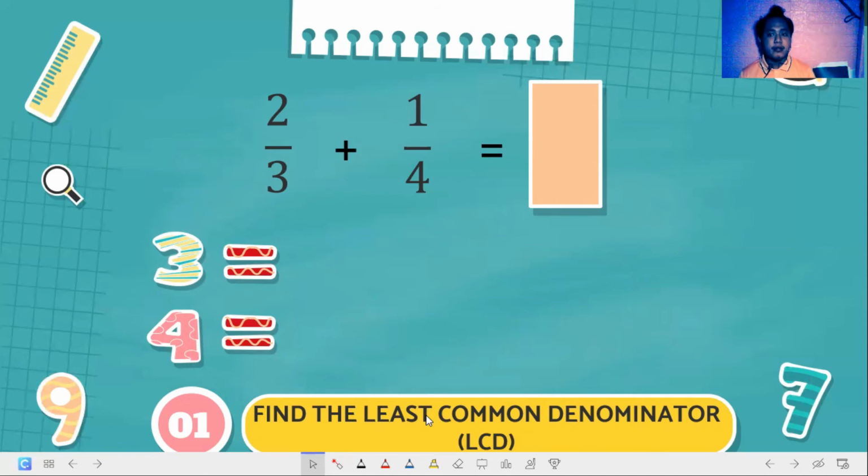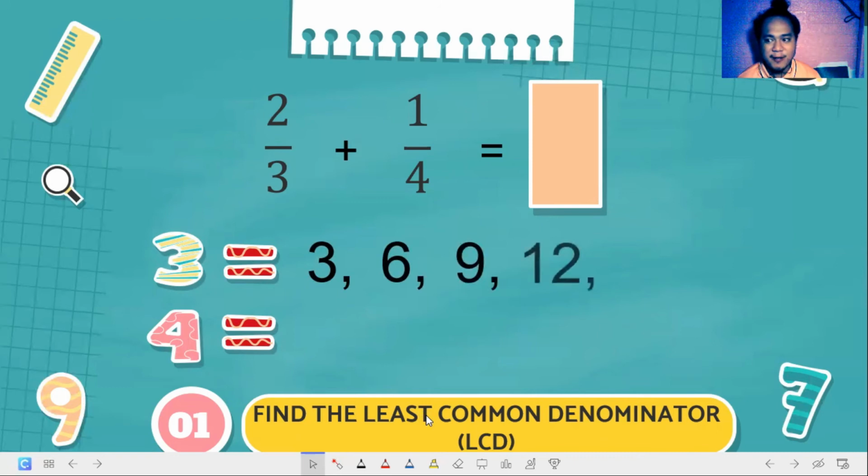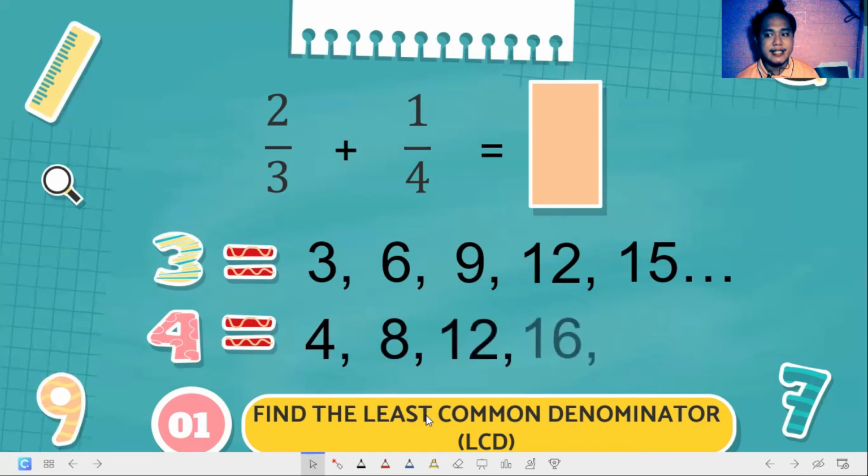So what are the multiples of 3? Let's have the first 5. 3, 6, 9, 12, 15, and so on. How about 4? 4, 8, 12, 16, 20, and so on.